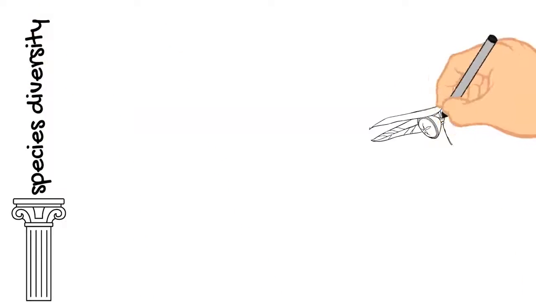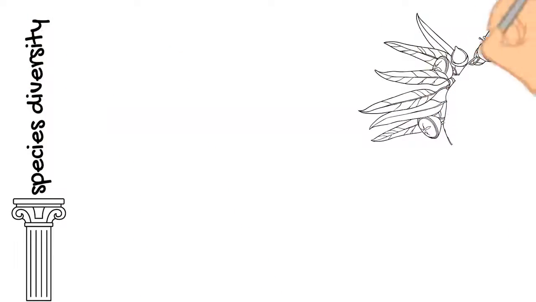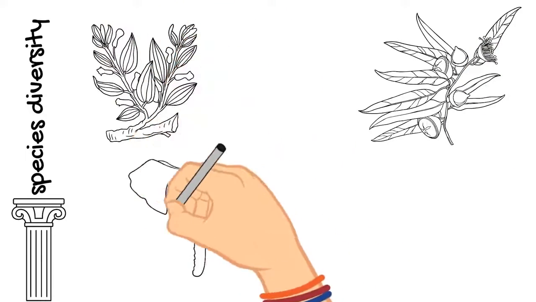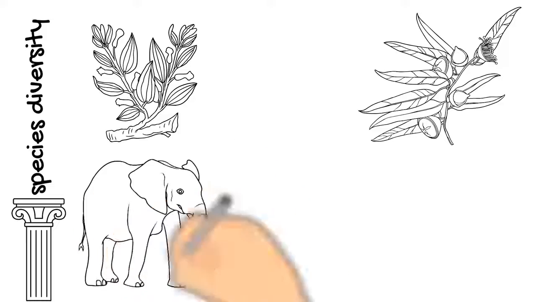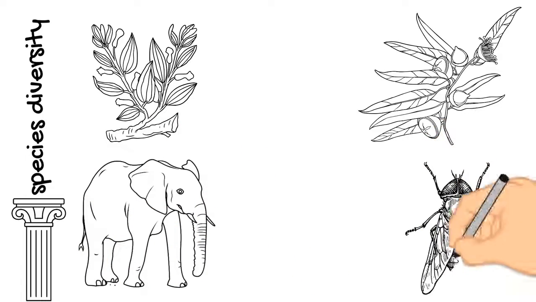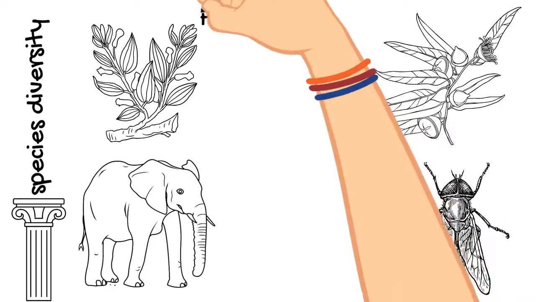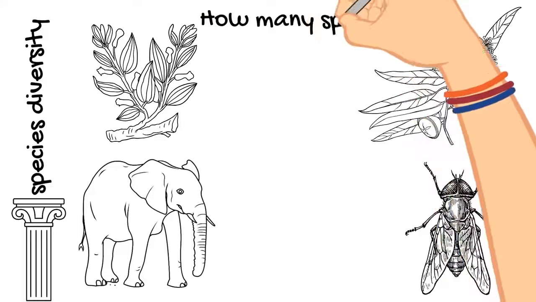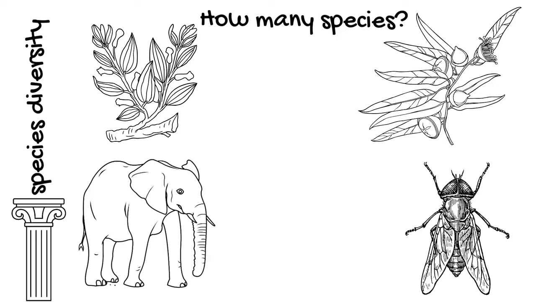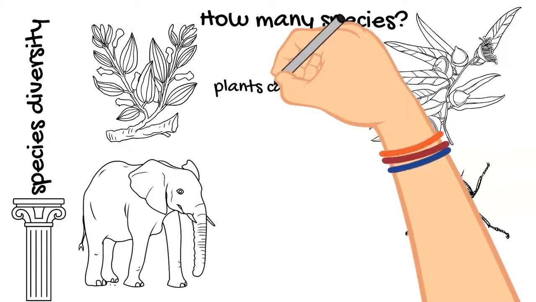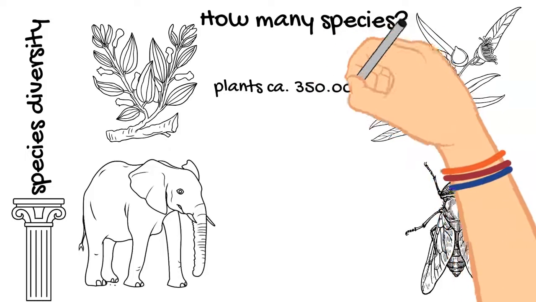Now back to species diversity. A first important point to wrap our heads around the diversity of life is an idea about how many species are out there. That means how many species of plants and how many species of animals. Today, approximately 350,000 species of plants are known to science.